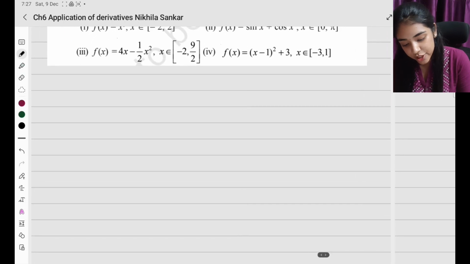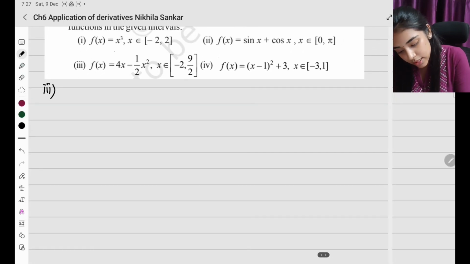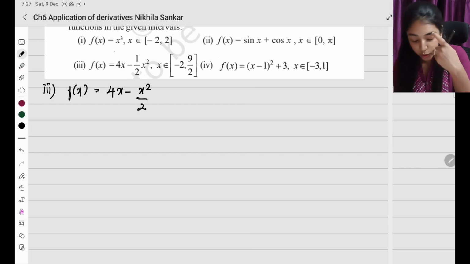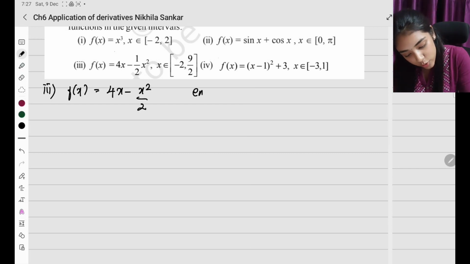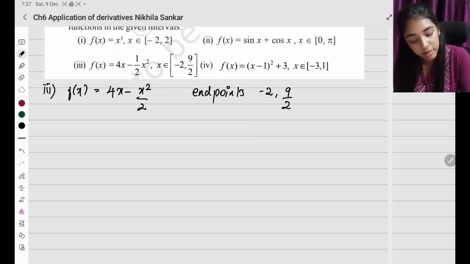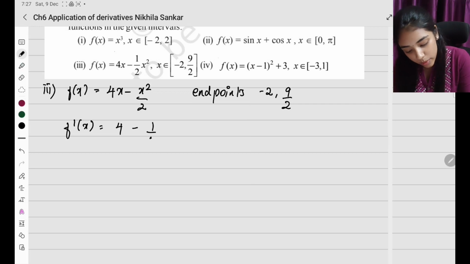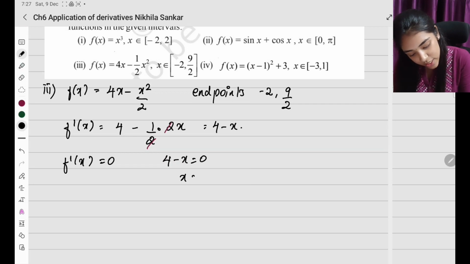Now third subsection, I have f of x equals 4x minus x square divided by 2, and the range of x is given, so I know that my endpoints are going to be minus 2 and 9 divided by 2. Okay, now we need to find the critical point. So I have f dash of x equals 4 minus, when I differentiate x square, 1 by 2 is a constant, I have 2x. So when I cancel the 2 and the 2, I'll be left with 4 minus x. So when I equate f dash of x to 0, 4 minus x equals 0, x is equal to 4.